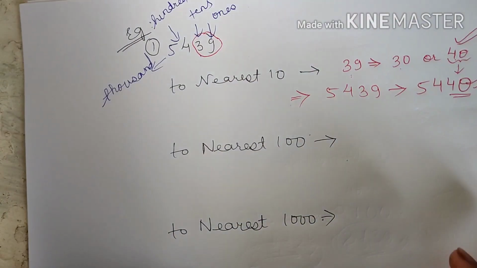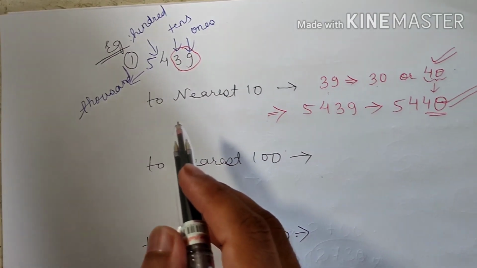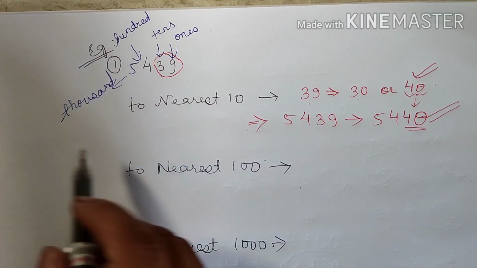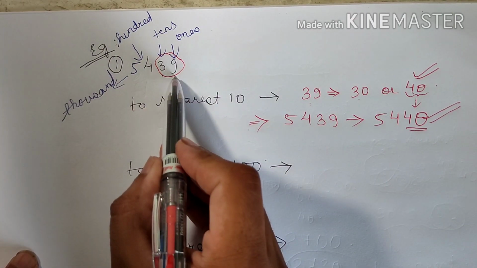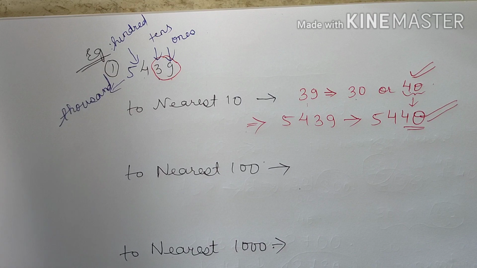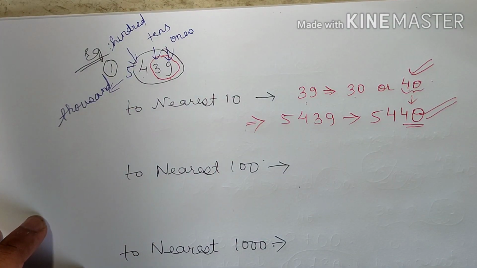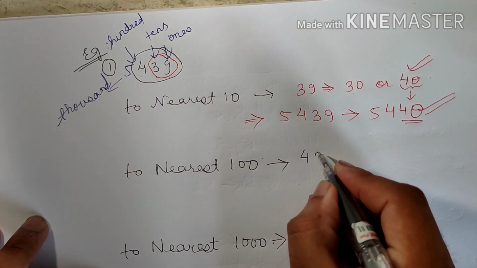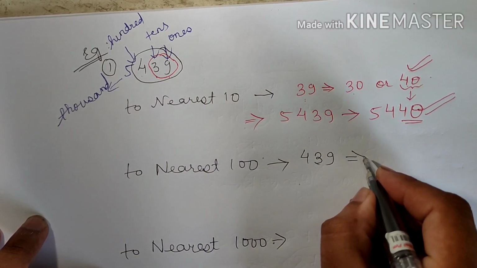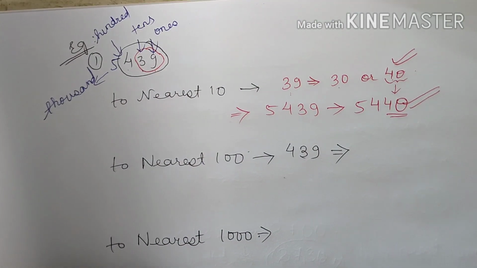Okay, so now let's see the nearest 100. So students, now you can see we have done this for tens. For 100, which one will we take? Ones, tens, 100. That means we will take what? 439. Okay, now we'll take 439 for the 100. So now tell me, for this 100, where will it lie? Between which 100 digits will it lie? Everyone try to think in your mind.